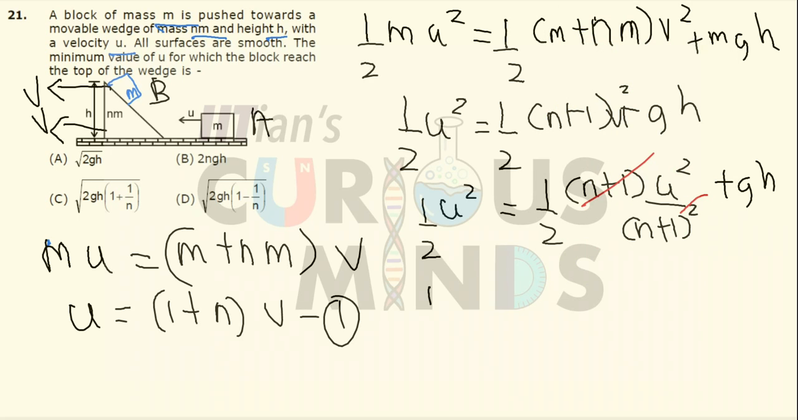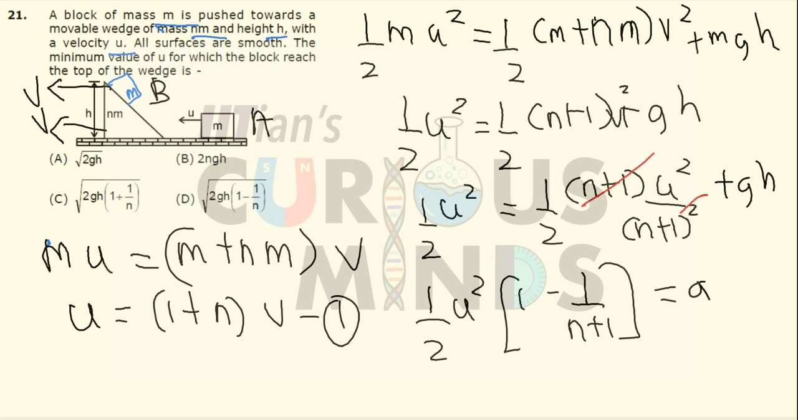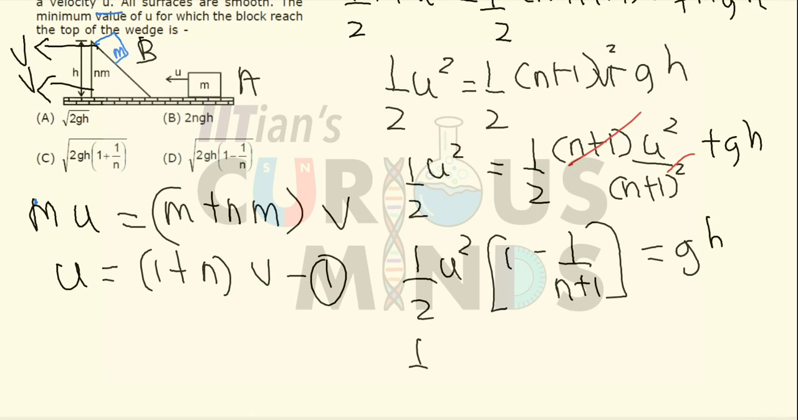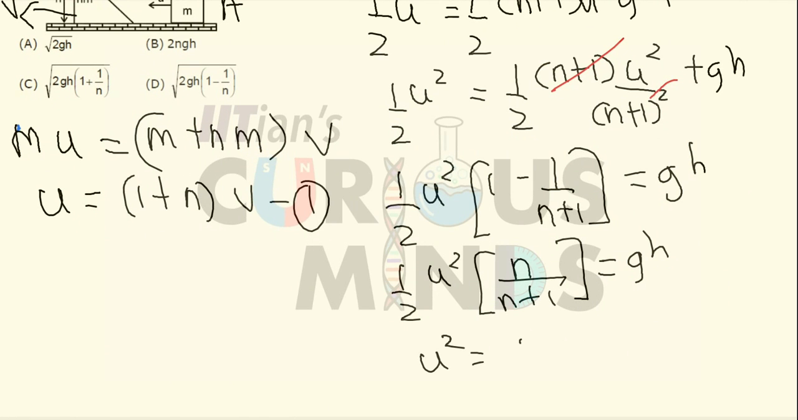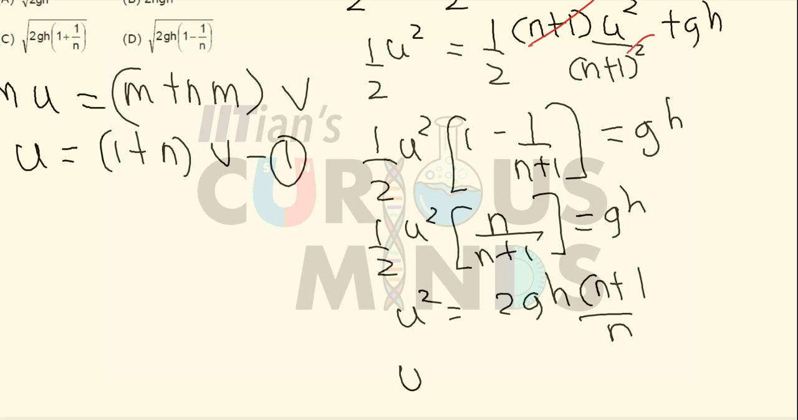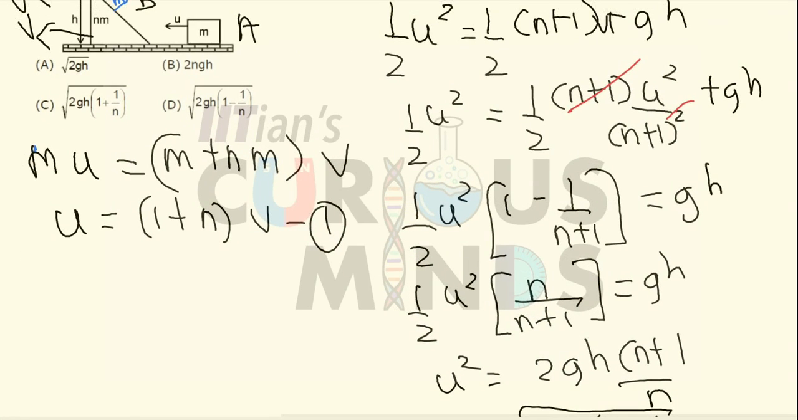I will take this term on the left hand side, so half u square I will take as common: (1 minus 1 divided by (n plus 1)) is equal to g into h. So it will be half u square into (n plus 1 minus 1), that is n divided by (n plus 1), equal to g into h. So u square will be equal to 2gh into (n plus 1) divided by n. The final answer is u equals root of 2gh (1 plus 1 by n), which is option number C.